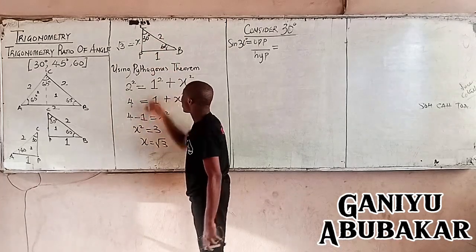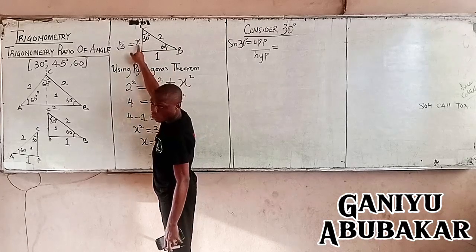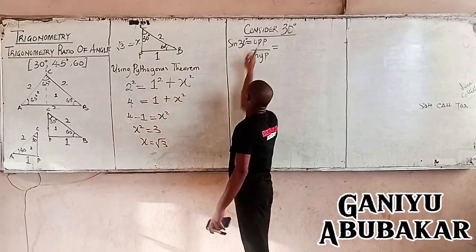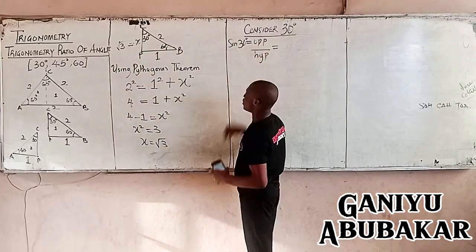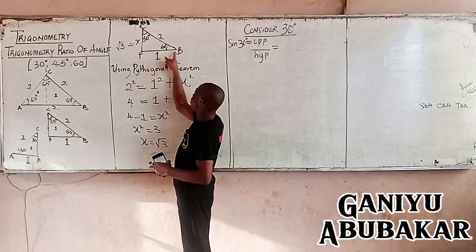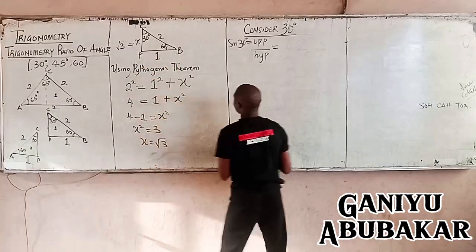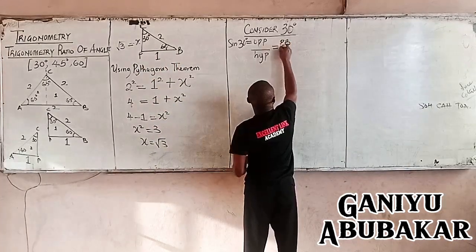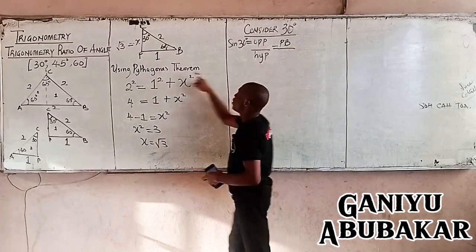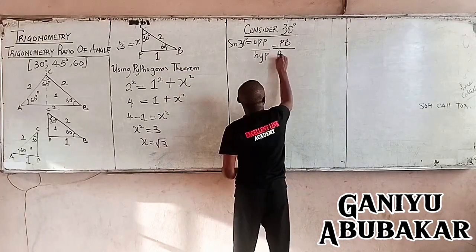But if I'm considering angle 60, the opposite would be different. But now I'm considering angle 30. Now listen up. What's my opposite? This place, that's PB. So I have PB as my opposite, all over the hypotenuse. That's BC.